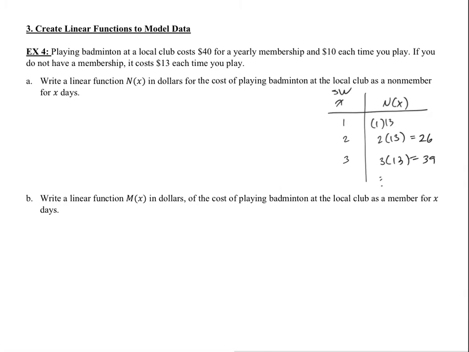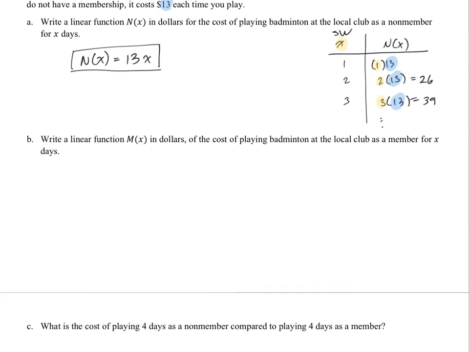What we do is we take the number of days and multiply it by the cost, which is $13. So my function is going to be n of x equals the $13, which always stays the same, times x. So in order to find out how much I paid, for example, for 5 days, I would just plug in 5 here and then do 13 times 5 to find out how much I spent. Okay, so we found a formula there. Or sorry, a linear function.